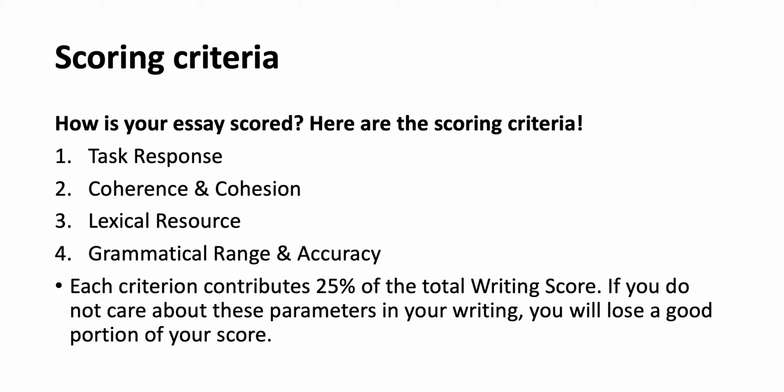How is your writing task 2 marked or scored by the examiner? Here are 4 important things that you need to take into consideration. The task response, coherence and cohesion, lexical resource, grammatical range and accuracy. The rubric is a public document and that is available on Google. You can download and have a look at the details of each of these 4 points.